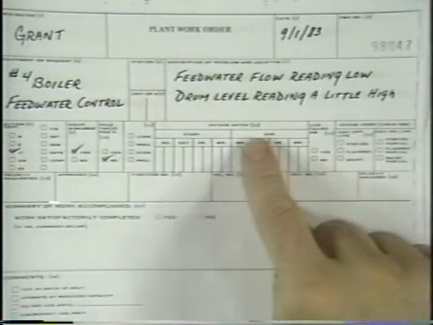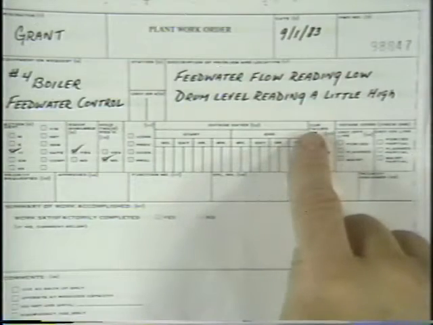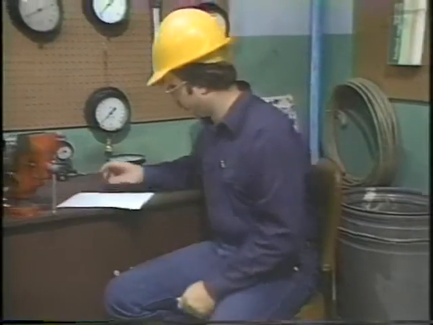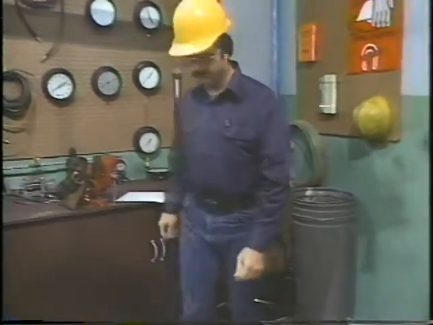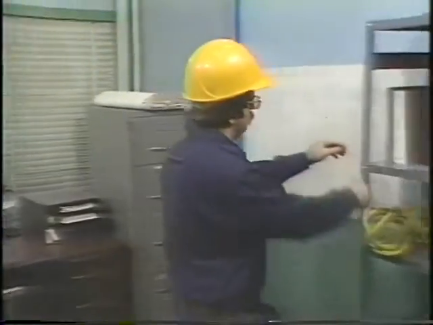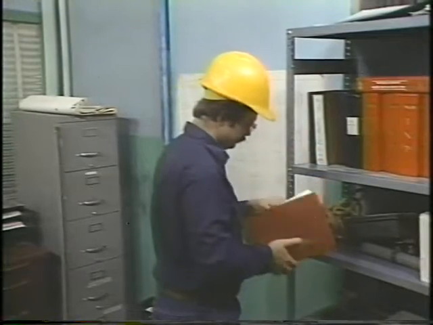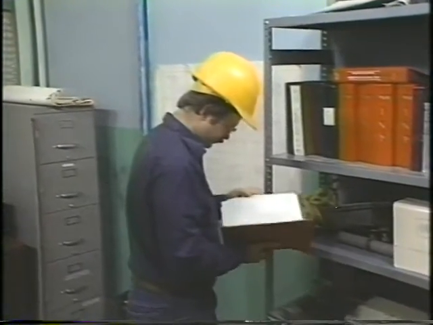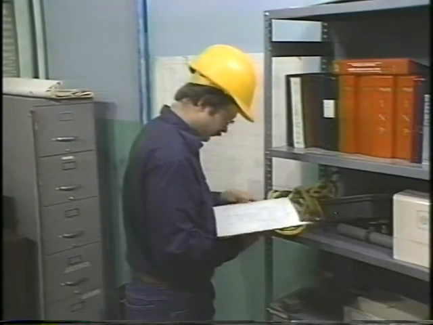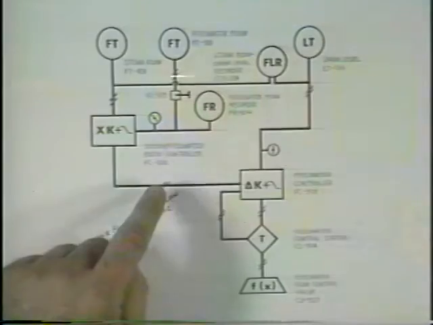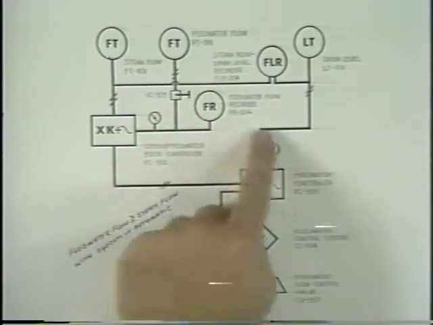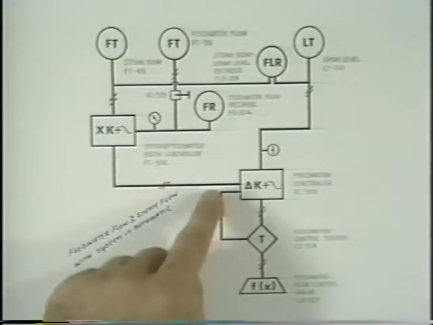Here's the description of the problem. It says the feed water flow is reading low and the drum level's a little high. Better take a look at the control logic diagram for the system and refresh my memory on how it works. I know we keep it over here on this shelf. Yeah, let's see. Here it is. This is the diagram of the three-element feed water control system. I had to work on this system a while back. Let me see. How does this thing work?